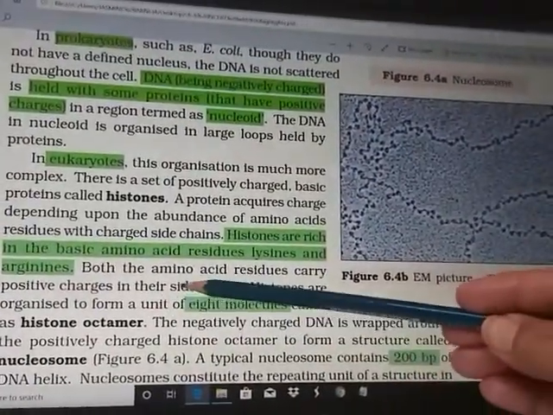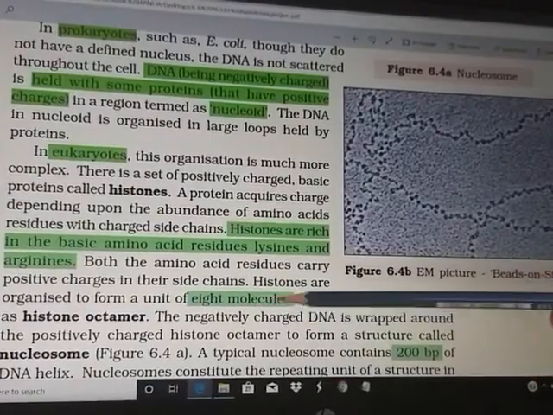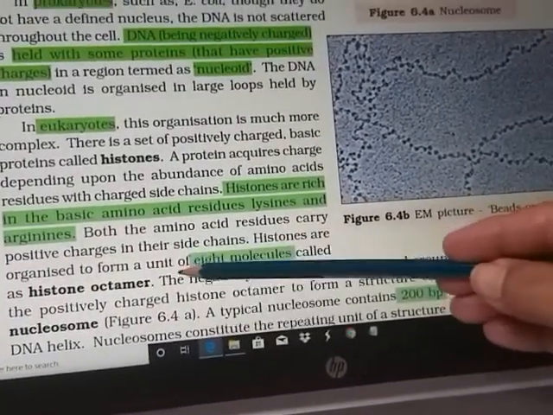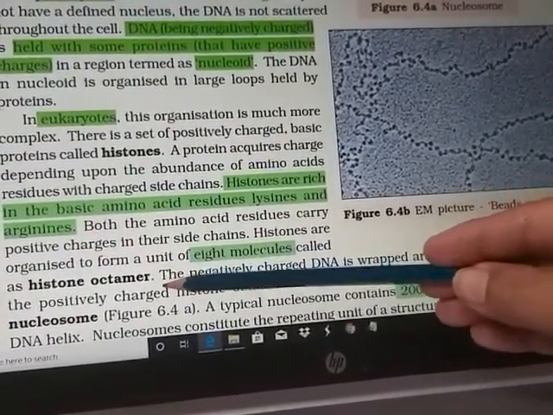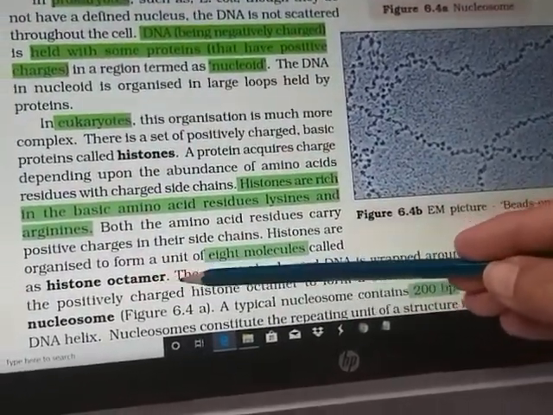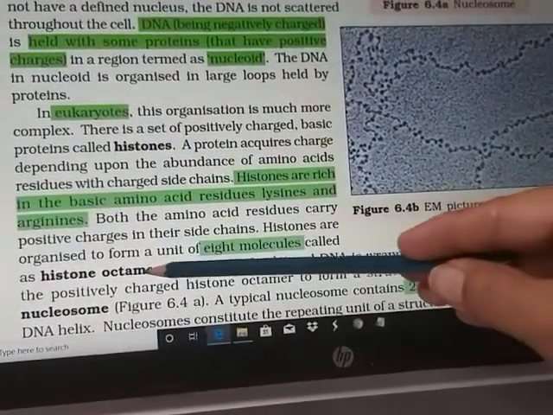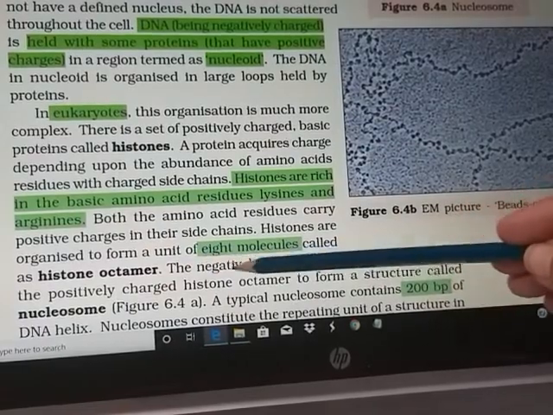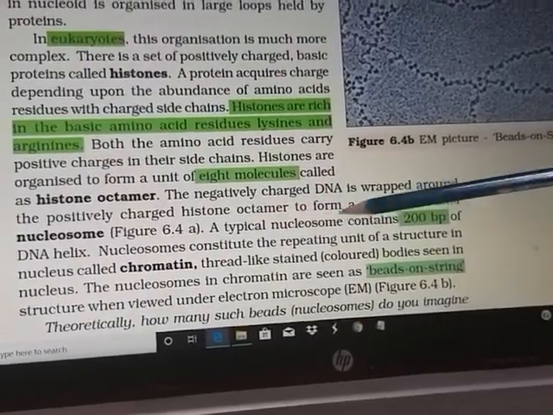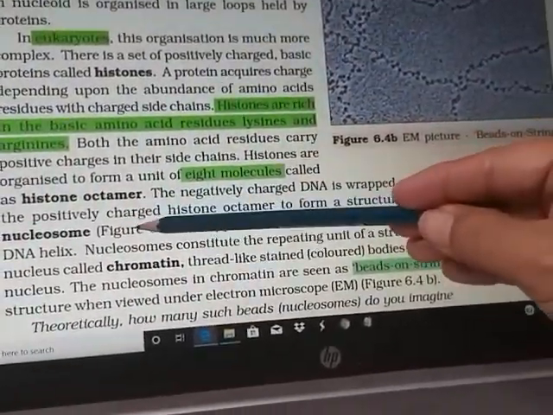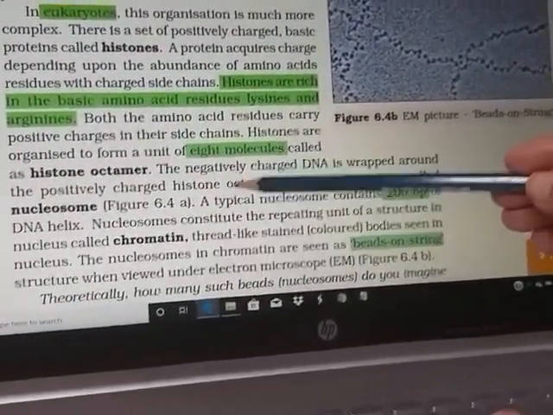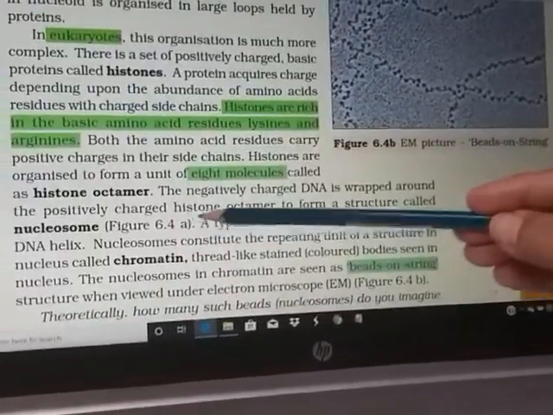Histones are organized to form a unit of 8 molecules called a histone octamer. It means there are 8 molecules making one histone octamer. The negatively charged DNA is wrapped around the positively charged histone octamer to form a structure called a nucleosome.